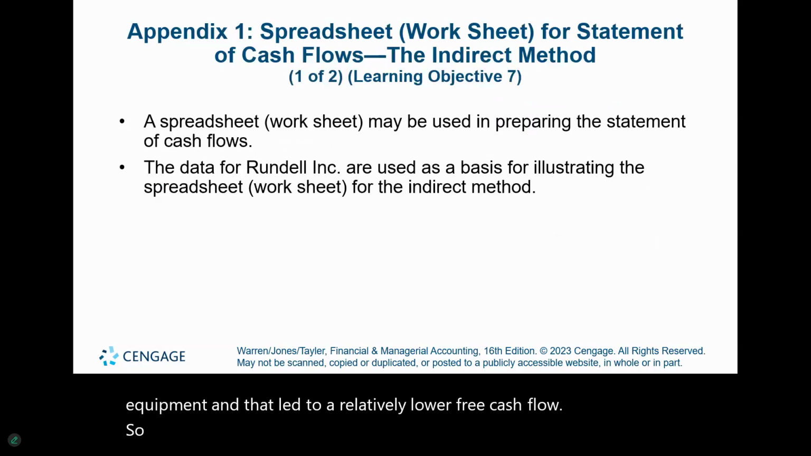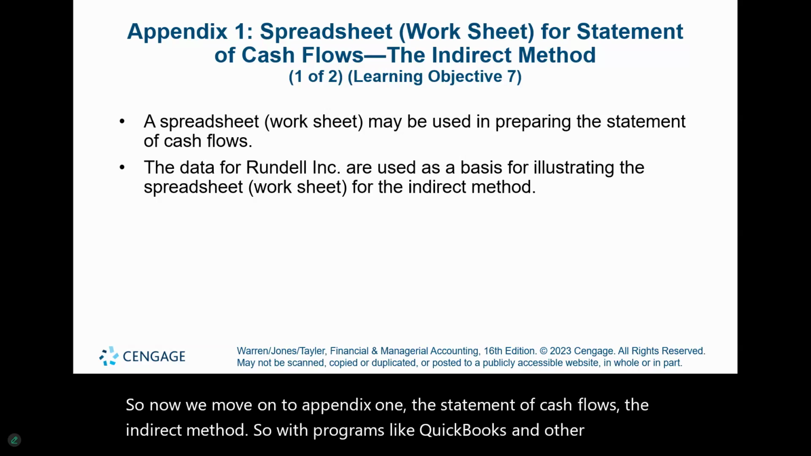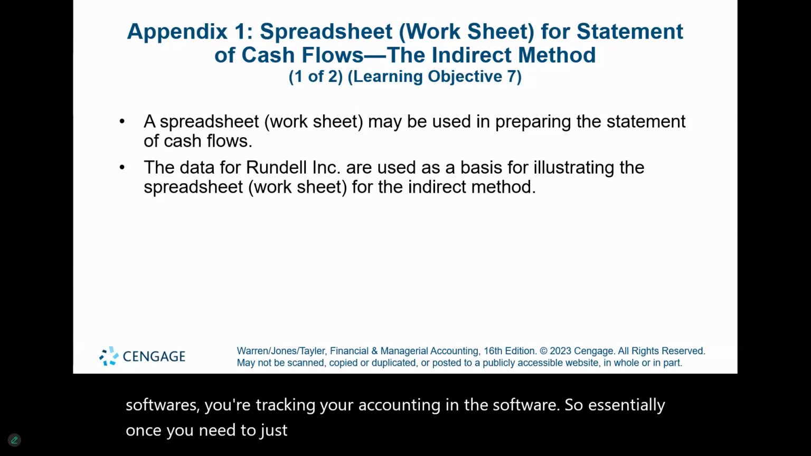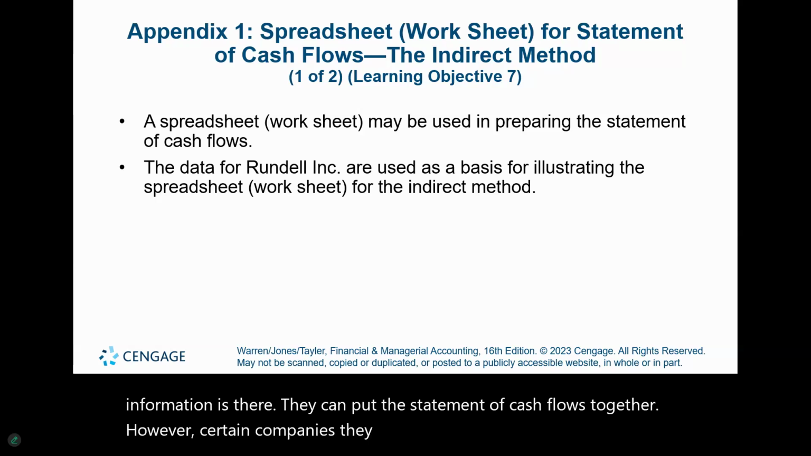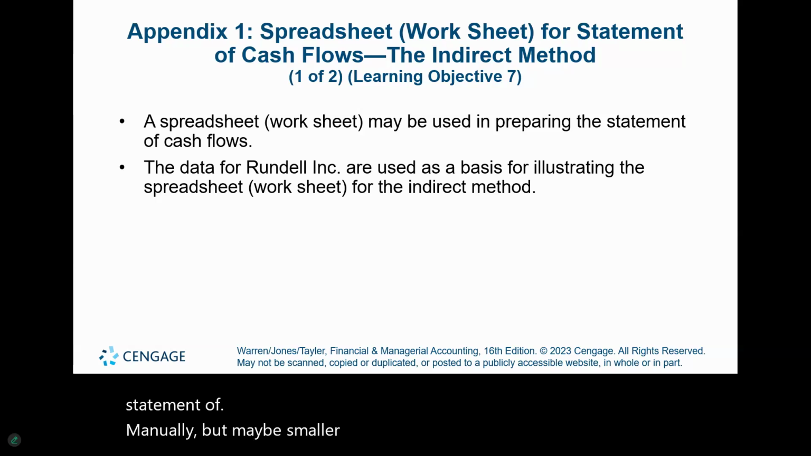So now we move on to Appendix 1, the statement of cash flows, the indirect method. With programs like QuickBooks and other accounting software, you're tracking your accounting in the software. So essentially, once you need to pull the statement of cash flows, all of the information is there. They can put the statement of cash flows together. However, certain companies still do things manually. For larger corporations, I can't fathom a really large corporation doing a statement of cash flows manually. But maybe for smaller companies, it makes more sense to do it manually.